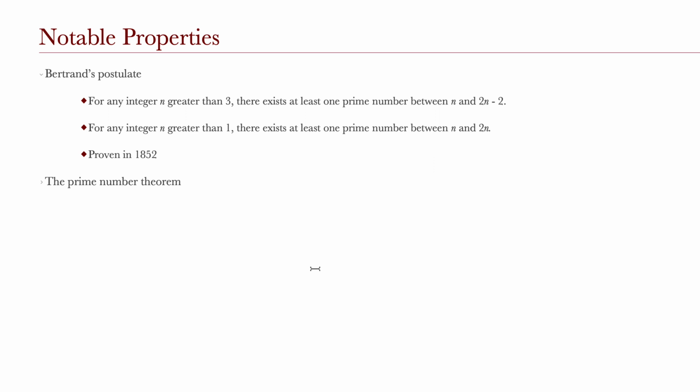Looking at some notable properties of prime numbers, we have Bertrand's postulate, which says for any integer n greater than 3, there exists at least one prime number between n and 2n minus 2. Taking this and making it more general, we can say for any integer n greater than 1, there exists at least one prime number between n and 2n. And all of this was proven in 1852.